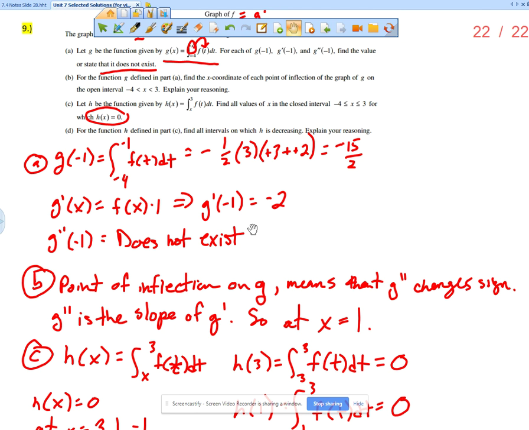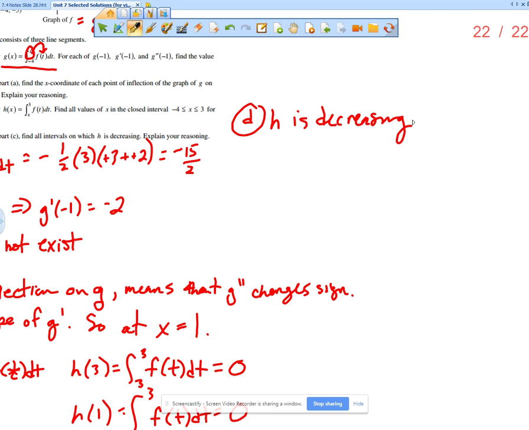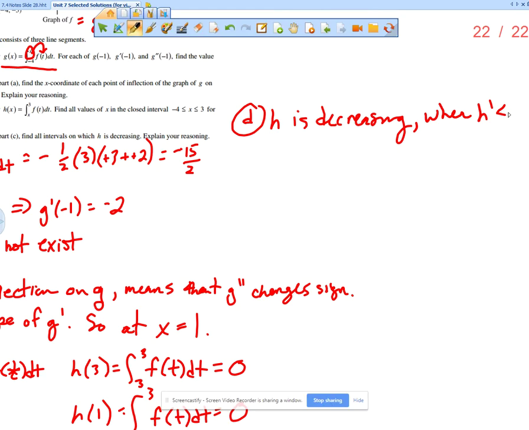D: for the function h defined in part C, find all the intervals at which h is decreasing. So I'm going to go over here for D. So h is decreasing. Let's think about this in terms of unit 4. When is a function h decreasing? Well, that is when h prime is less than 0. So h is decreasing when h prime is less than 0. Then we need to find out what h prime of x is.